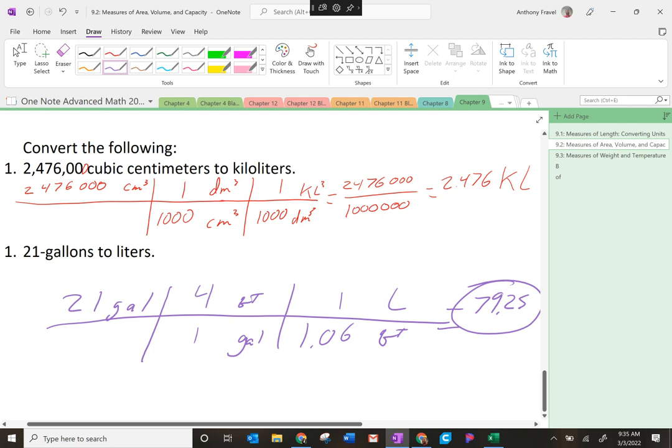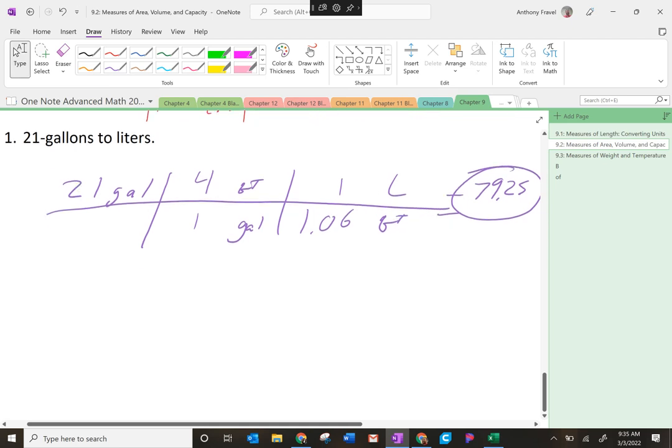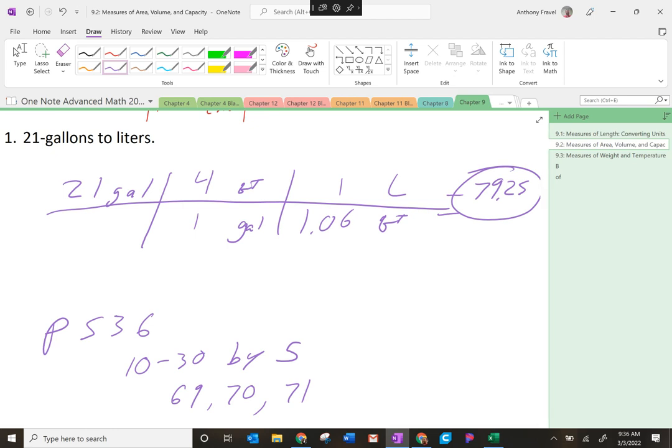Okay, that's it for today. Tomorrow, I'll write it up here. If you're not going to be here tomorrow, go ahead and write it down. But otherwise, we'll have all of class time tomorrow to work on it. But it's going to be page 536, 10 through 30 by 5s. And then 69, 70, and 71. Those last 3 are going to be story problems that potentially will relate to your real life. So, all right.